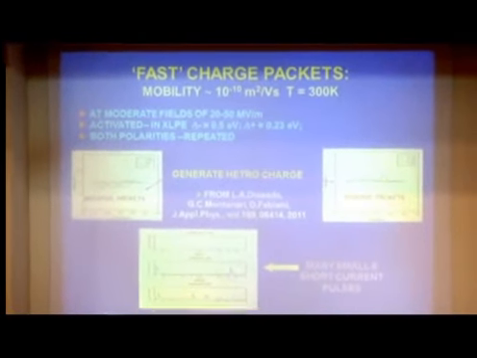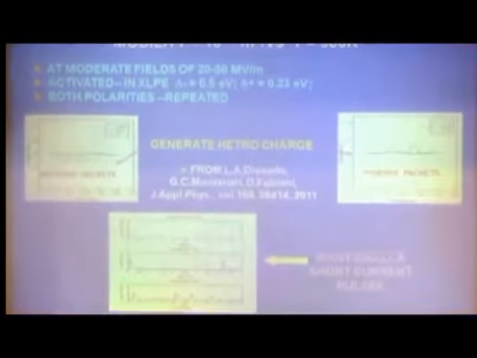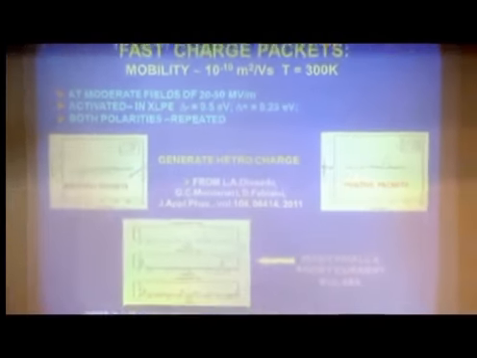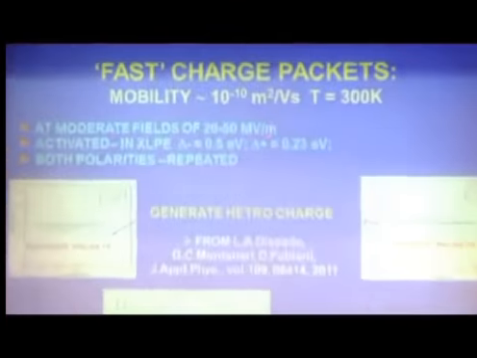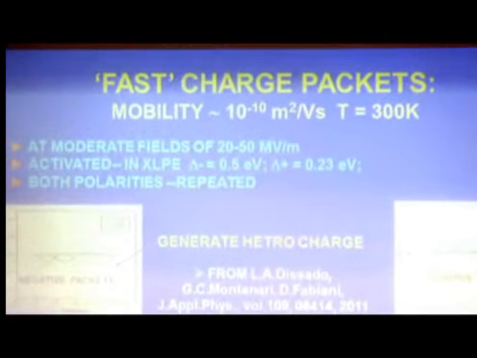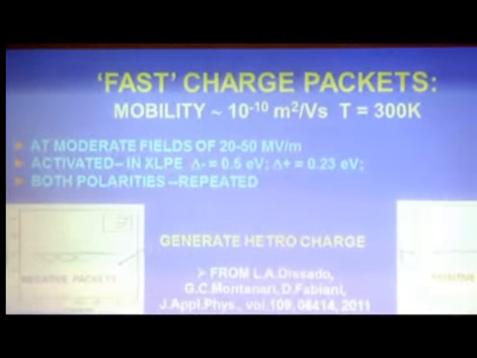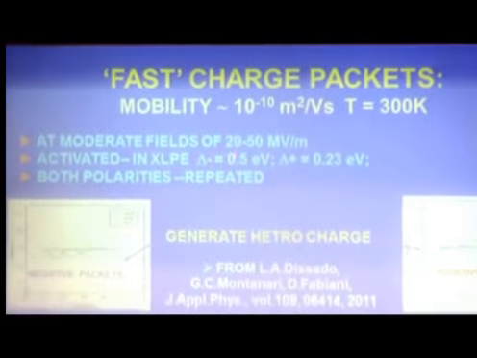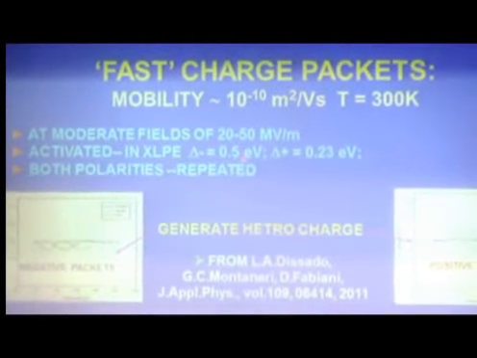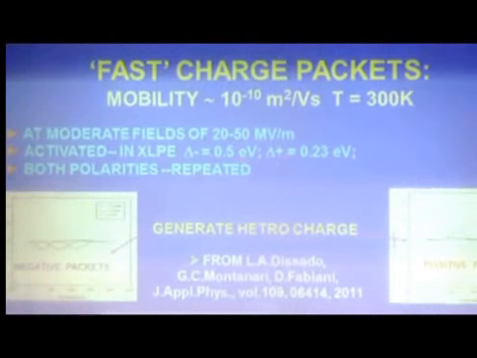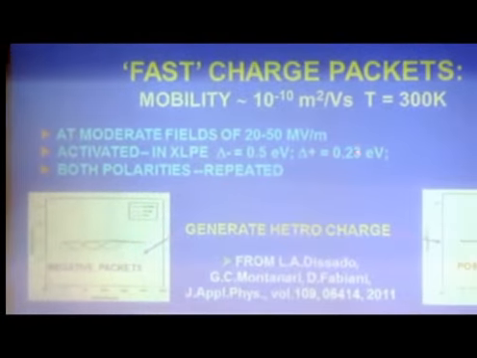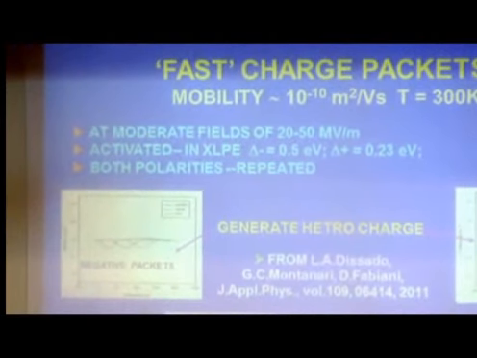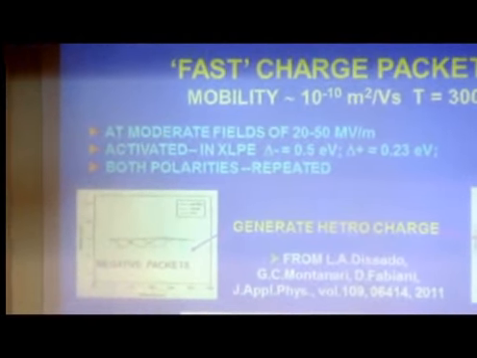There are both positive and negative packets in the system at the same time. They occur at moderate fields, 20 to 50 megavolts per meter. They are thermally activated. Negative packet activation energy around 0.5 eV and is field dependent. Positive activation energy 0.23 eV and is essentially independent of field.